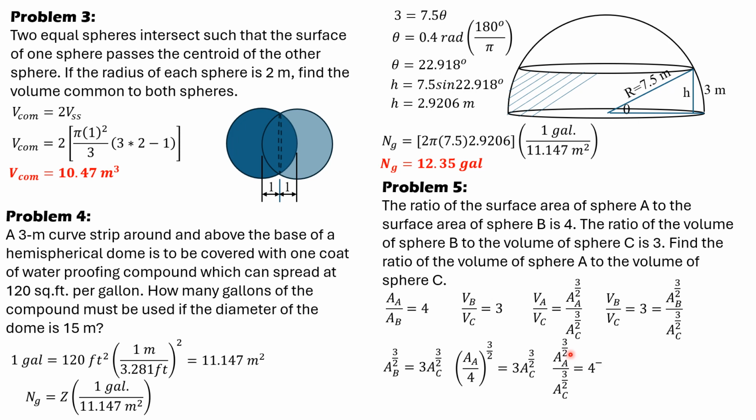This area of A to the 3 halves over area of C to the 3 halves is also volume of A over volume of C, and we can now evaluate this value. 4 to the 3 halves is 8: square root of 4 is 2, 2 cubed is 8, and 8 times 3 is 24. So therefore, volume of A over volume of C, which is equal to area of A to the 3 halves over area of C to the 3 halves, is equal to 24.